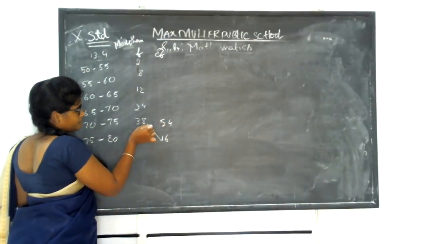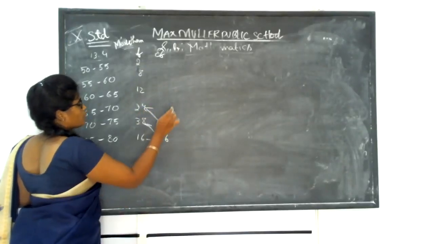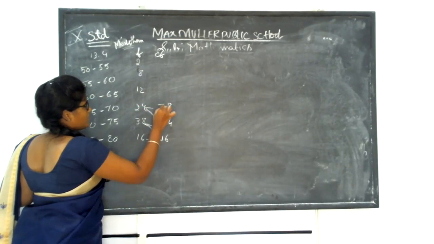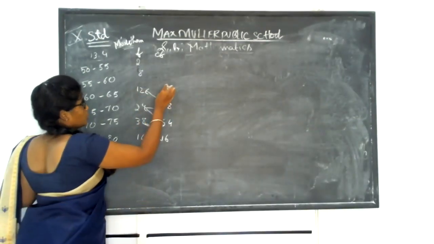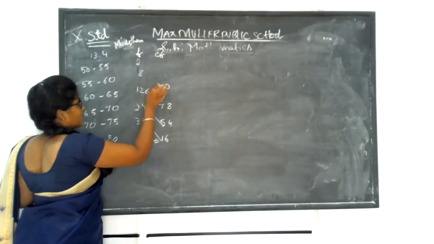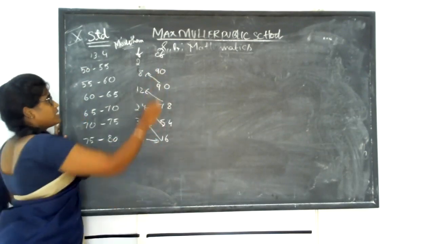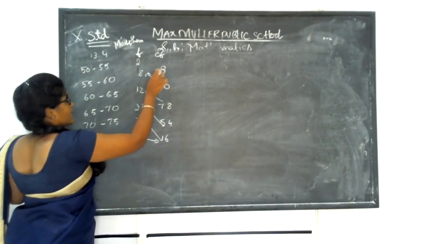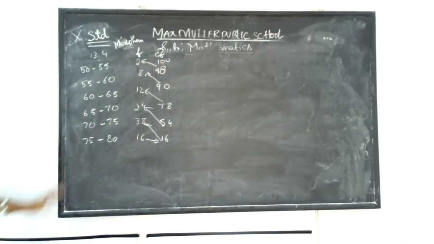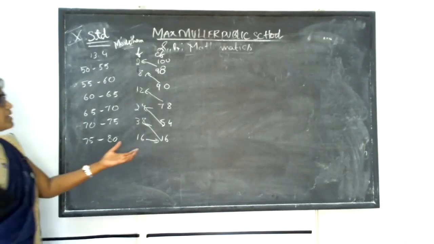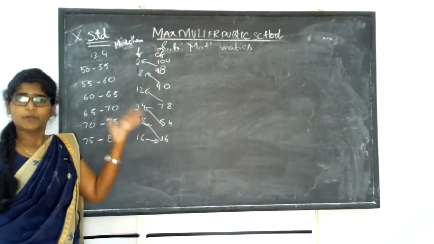54 plus 24. How much is it? 4 plus 4 is 8. 2 plus 5 is 7. Then 78 plus 12. 8 plus 2 is 10, 1 carry. 7, 8, 9. Then 90 plus 8 is 98. Then 98 plus 2 will be 100. Clear? So this is my cumulative frequency tabular column.